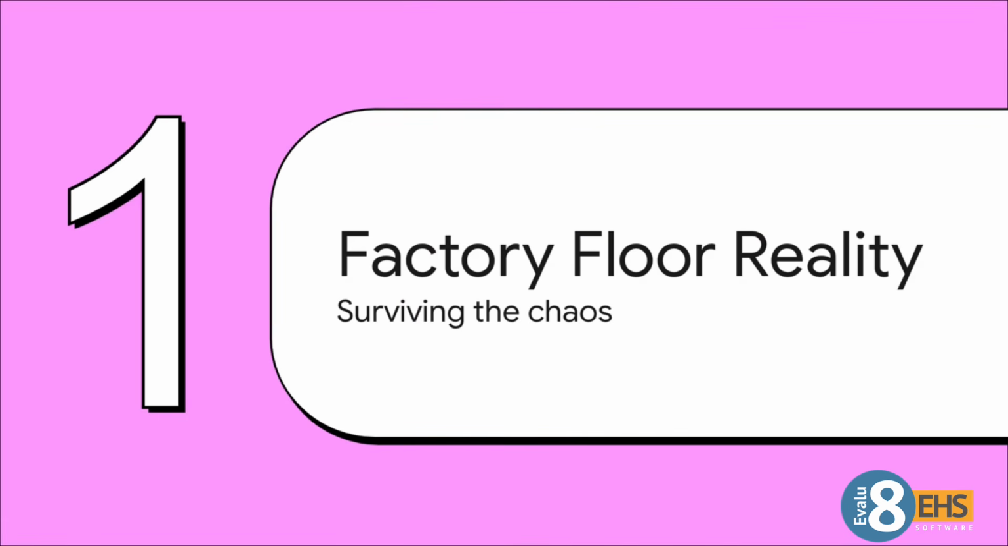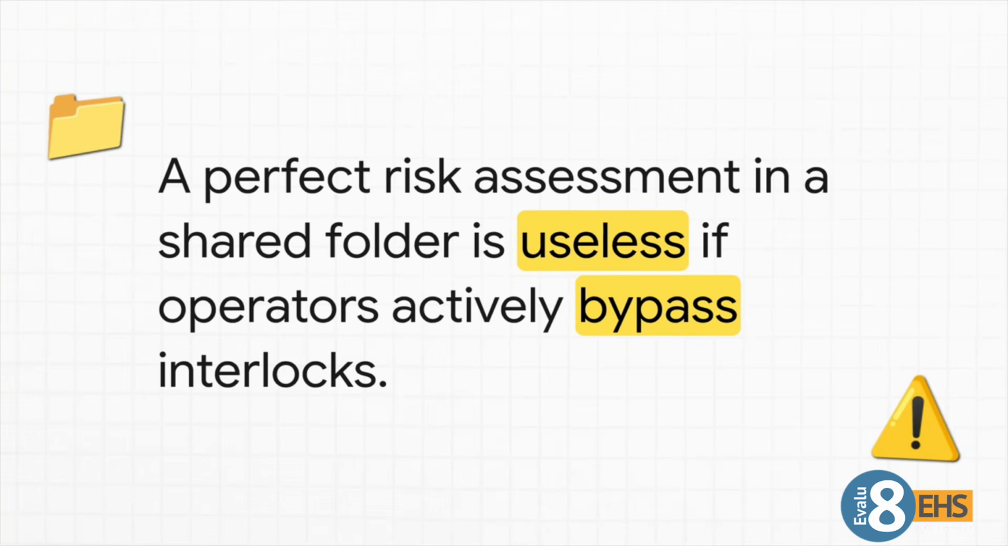Starting with Section 1, the factory floor reality, surviving the chaos. Grounding this abstraction in reality for a second, a perfectly formatted safety matrix sitting in some shared folder is basically just a digital paperweight if operators are actively defeating an interlock just to keep the production line moving. Or think about a maintenance crew following a static document that simply says, isolate equipment. Right, but if that document doesn't detail the specific electrical, pneumatic, or stored energy hazards involved, that isolation procedure is literally meaningless. When your documentation is detached from reality, you lose both efficiency and safety.